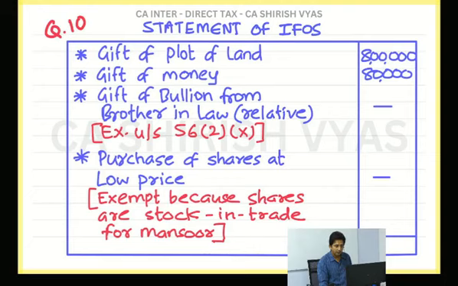Total up. 8,80,000. Taxable IFOS. Write it properly. Taxable IFOS 8,80,000.